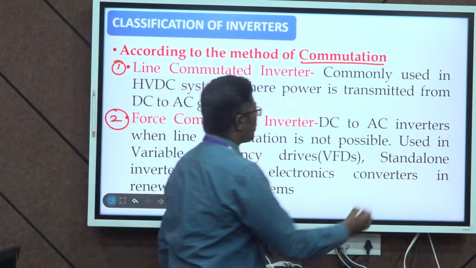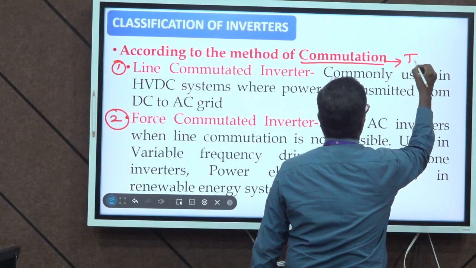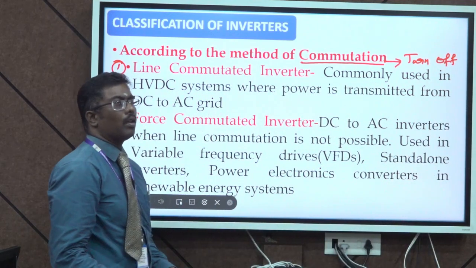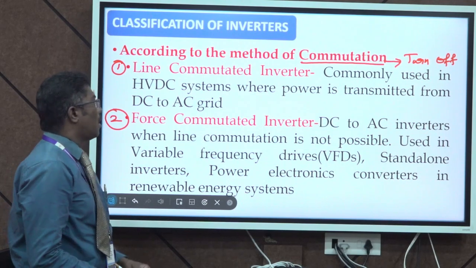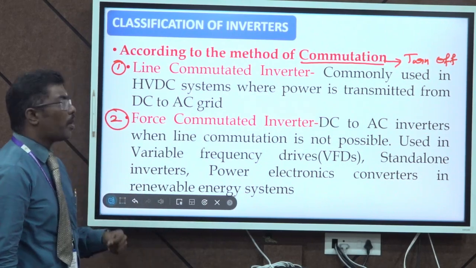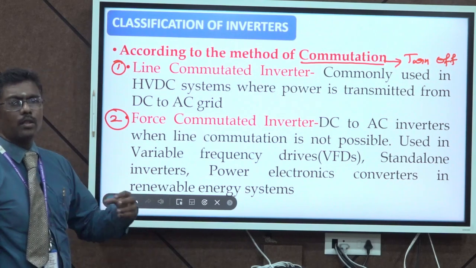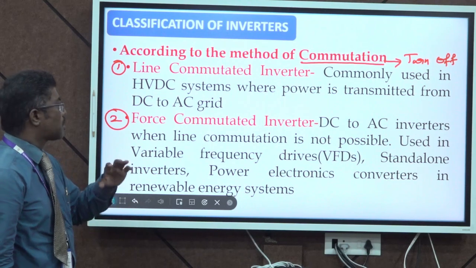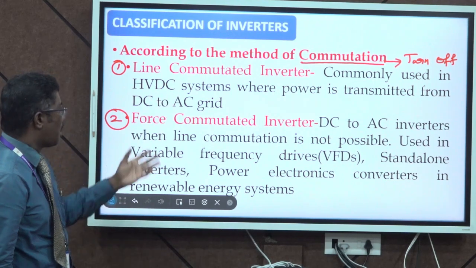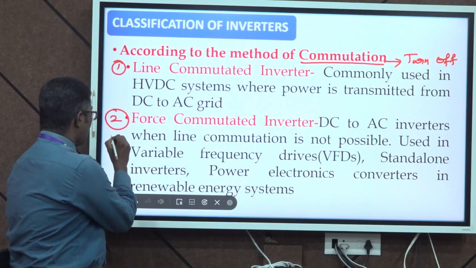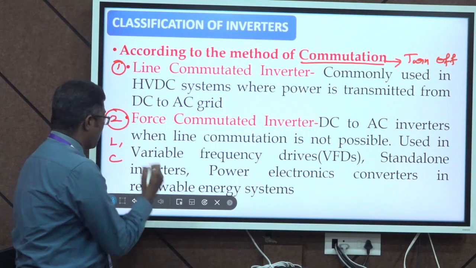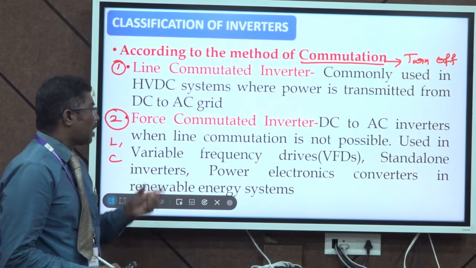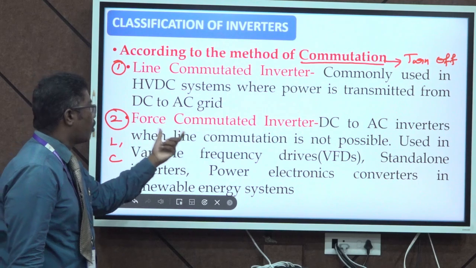What is meant by commutation? Commutation is nothing but the process of turning off the thyristors used in the circuit. In line commutation, with the help of the supply itself, the current flowing through the thyristor is made to be 0, so the switch is turned off by a natural process. That is called line commutation. In the forced commutation technique, we use elements like an inductor or capacitor to make the current flowing through the switches become 0, and that type of circuit is said to be forced commutation.